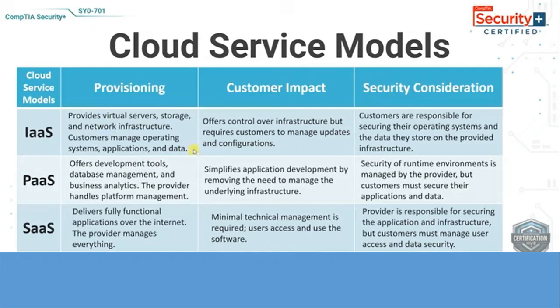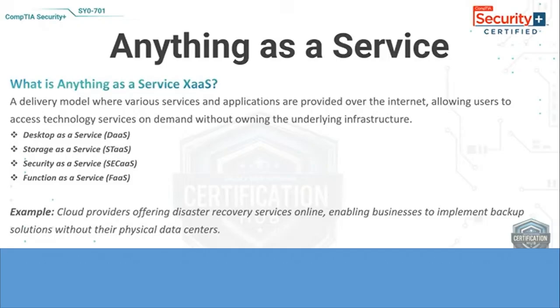Here we have some provisioning, which I have already discussed. You can go with this provisioning, customer impact, and security consideration for that. Anything as a service is very important. In cloud service models, I have given you an idea that there are three: IaaS, PaaS, and SaaS. IaaS is infrastructure as a service; AWS EC2 is the example. PaaS is platform as a service; Google App Engine is the example. SaaS is software as a service; Microsoft Office 365 is the example.